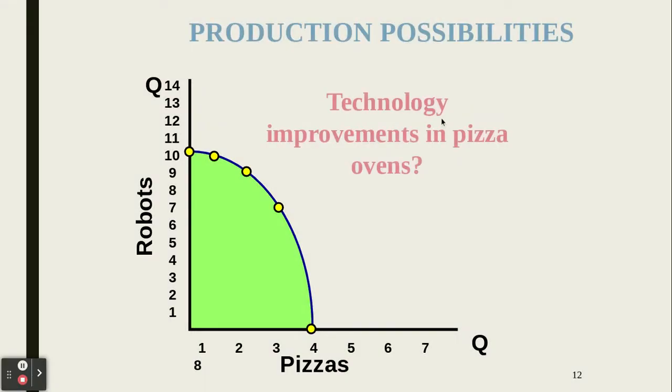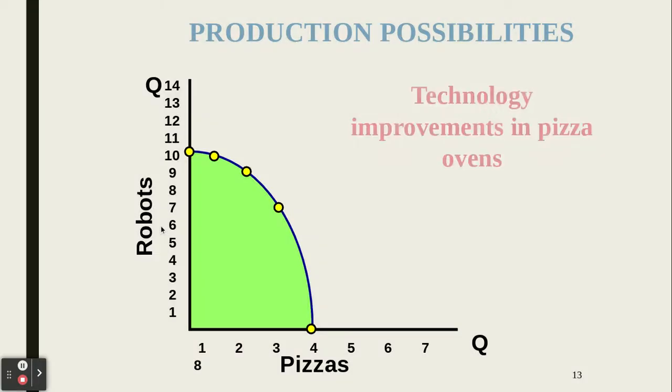Now let's look at this one. Here's a technology change: improvements in pizza ovens. If we think about this, what's changing in this scenario? Well, it's a pizza oven, so we have more pizza ovens. Does pizza ovens changing help us produce more robots? Well, no. If we see the change, we're simply going to see an increase in pizza production, but it doesn't mean we're going to see an increase in robot production.